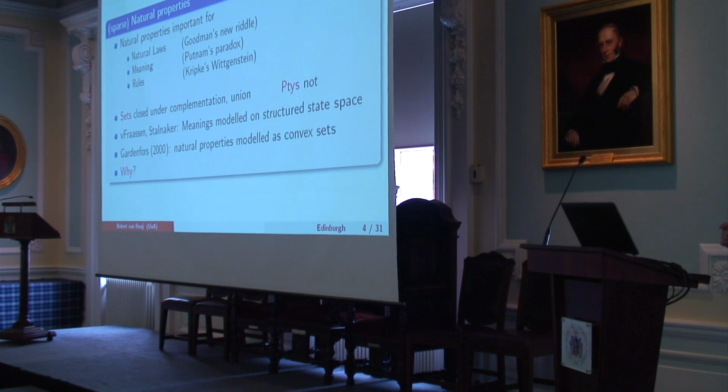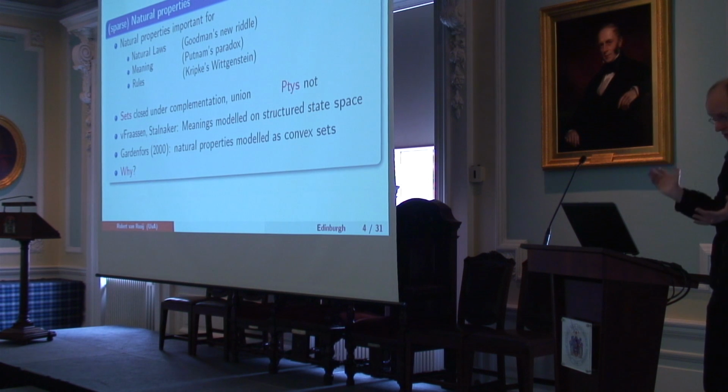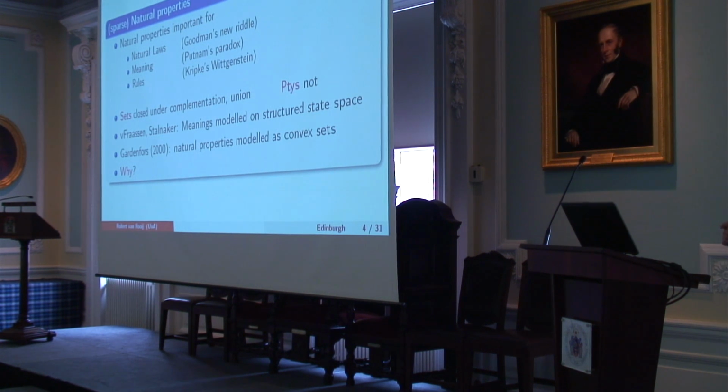And actually it has been pointed out by various philosophers that we need the distinction between natural properties, which predicates that occur in language can actually mean, versus just all possible meanings as possible sets of individuals. To account, for instance, for natural laws, for meaning, and for rules, giving all these deep philosophical problems by Kripke, Putnam, and Goodman, and so on.